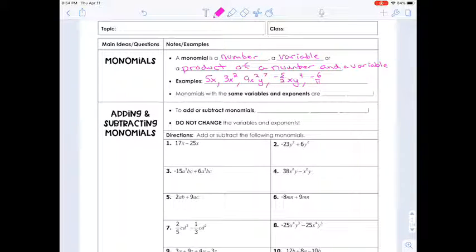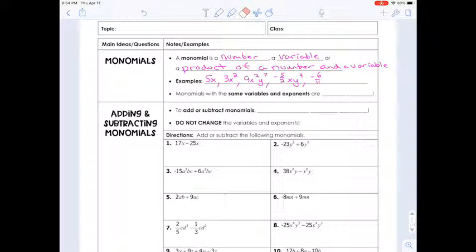So if you have 3x plus 2, this becomes a binomial, which is something we'll get to later. And those of you guys that know quadratics a little bit, something in the quadratic equation like this is a trinomial, which we'll get to later.